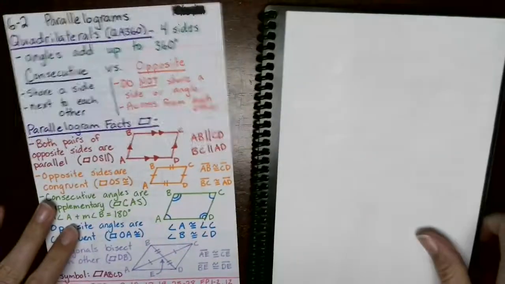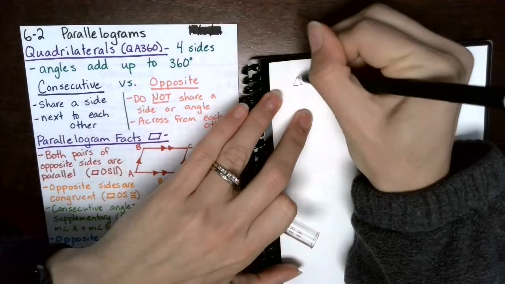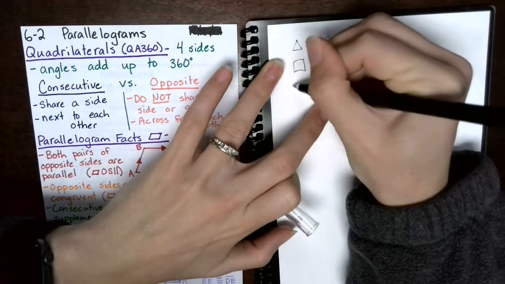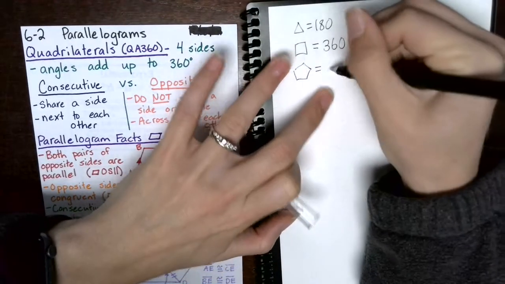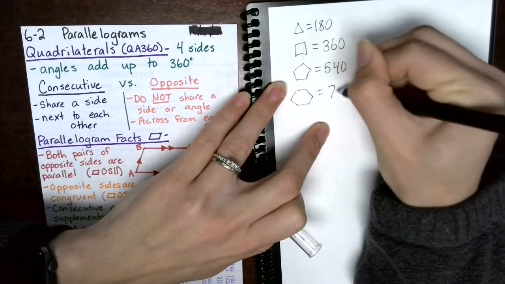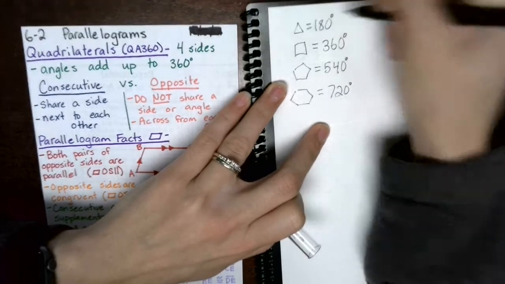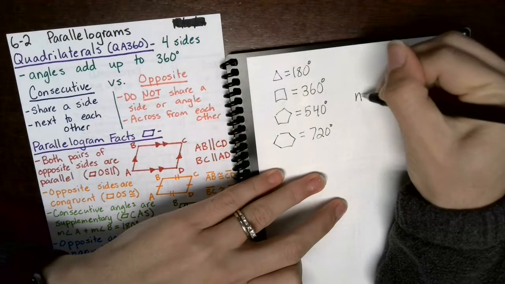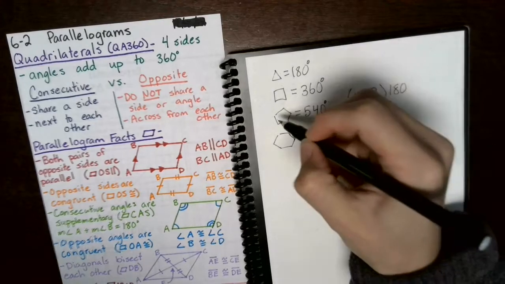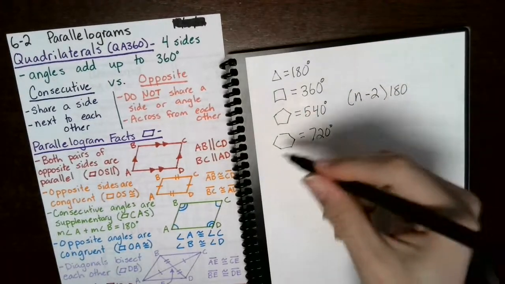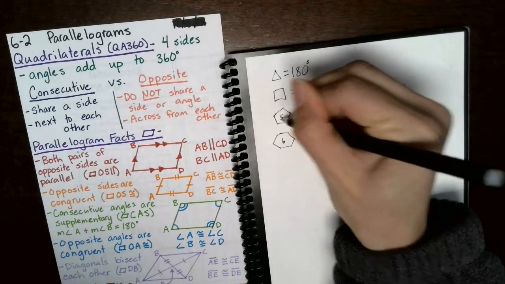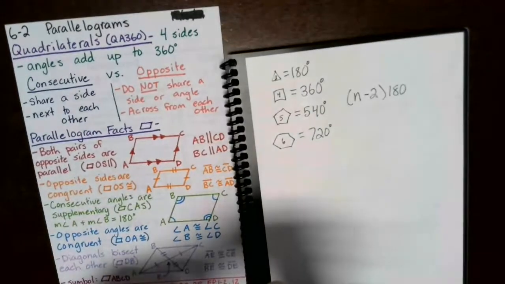Remember, the key ones that I told you guys to memorize are triangles equal 180, four-sided figures, aka quadrilaterals, equal 360, five-sided figures equal 540, and six-sided figures equal 720. This is just really handy information to memorize. Anything past that, you should just use the formula n minus 2 times 180. But memorizing these four will save you a lot of trouble from having to do the formula every single time, because we use these quite often. So keep that in mind. Maybe if we put 6, 5, 4, 3 in there.